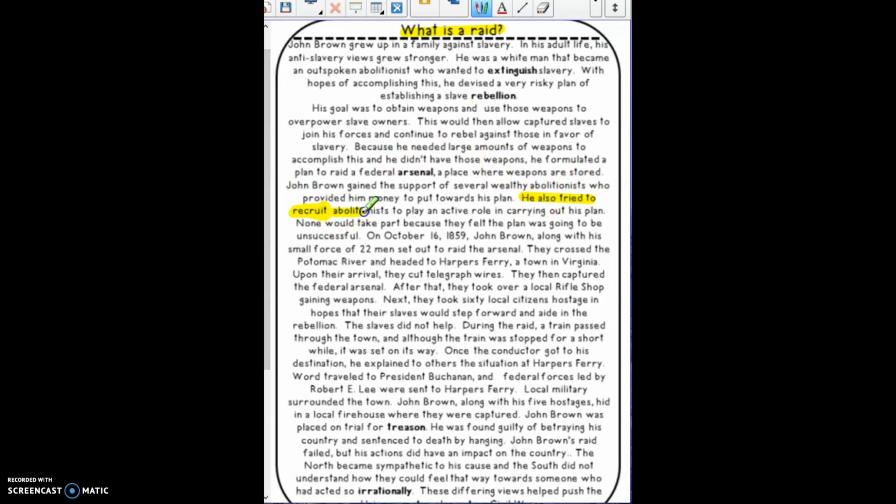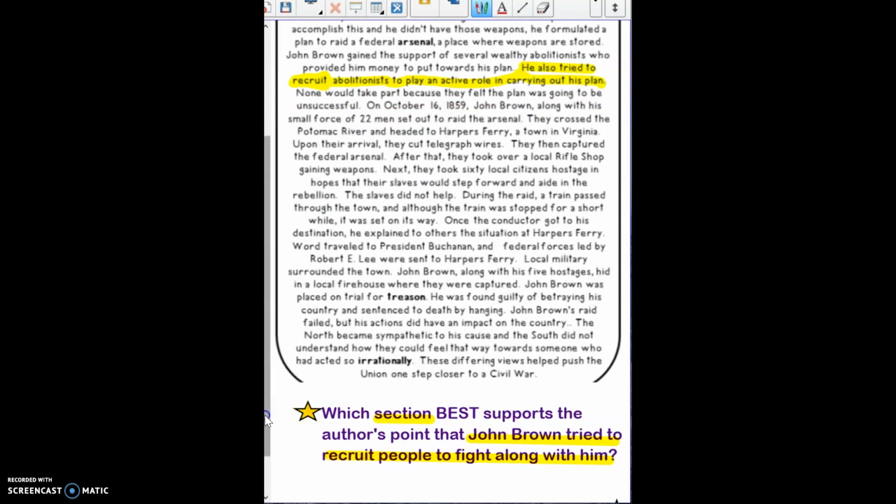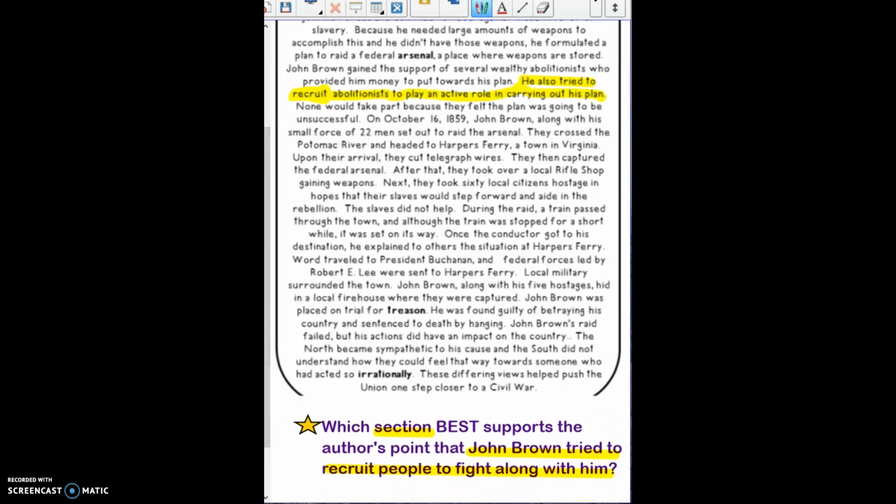He also tried to recruit who? Abolitionists, to play an active role in carrying out his plan. But as we read on, we realized that most of them just gave him money to support his cause. There was another important detail that supported this point that John Brown tried to recruit people. And that was here. He was hoping that slaves would step forward to aid in the rebellion. But as we read forward, they ended up not helping. And we can infer that they probably were afraid to fight.